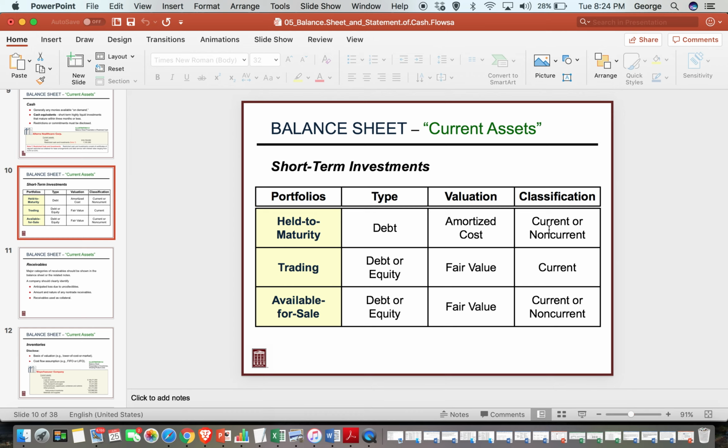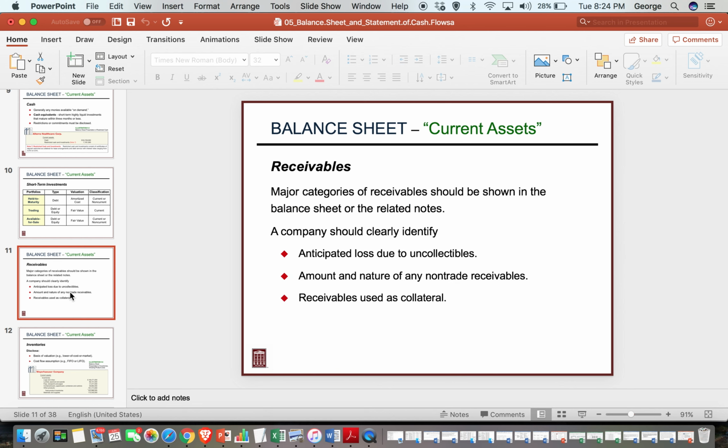Classification, I'd say for a bond, is normally non-current, but you could have one for less than 12 months, or part of the bond is current and part of it's non-current. Trading securities is usually current, something that we're going to sell rather quickly. Available for sale securities can be current or non-current. That might be a note receivable, as an example.